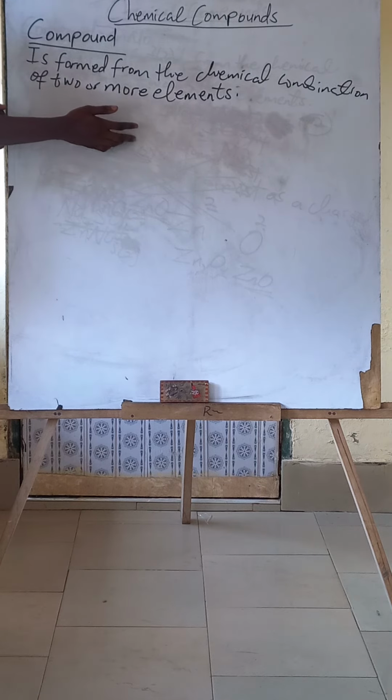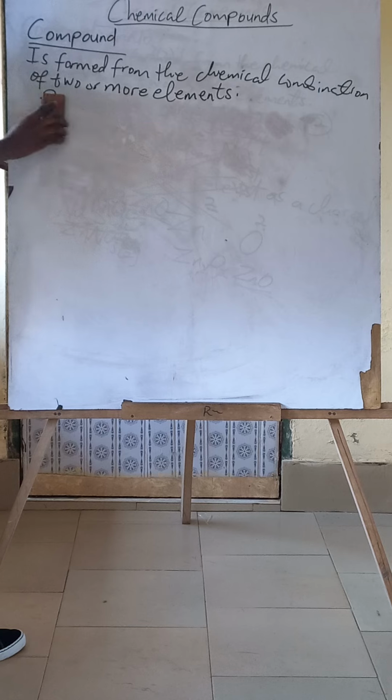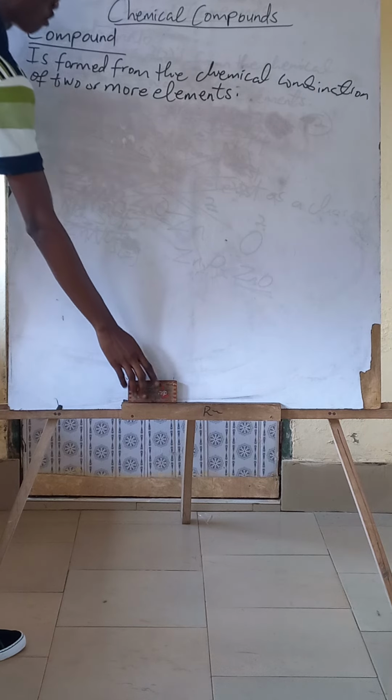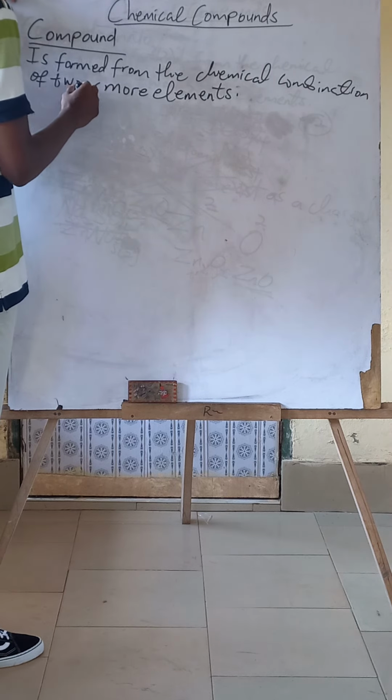And I've said that our main focus in this tutorial will be on binary compounds. So let me define a binary compound. A binary compound is simply a compound that is formed from basically two elements. So let's see how you can form binary compounds.